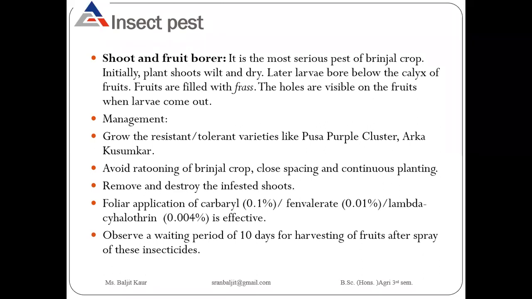To manage shoot and fruit borers, we have to grow resistant or tolerant varieties such as Pusa Purple Cluster and Arka Kusumkar. These are the varieties which are tolerant to shoot and fruit borer. We have to avoid ratooning of brinjal crop, close spacing should be avoided and continuous planting of brinjal should be avoided. We have to remove and destroy all the infested shoots, and we can spray the crop with carbaryl, fenvalerate and lambda-cyhalothrin, that is effective against shoot and fruit borer.